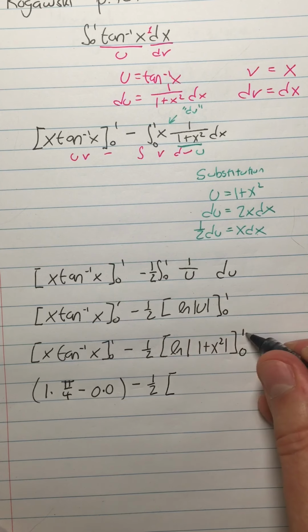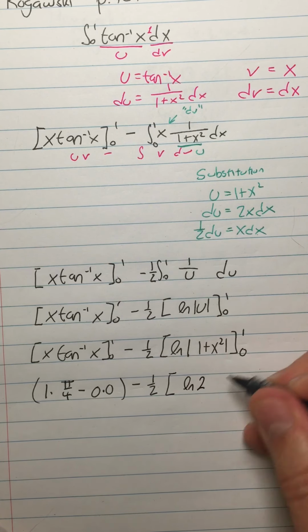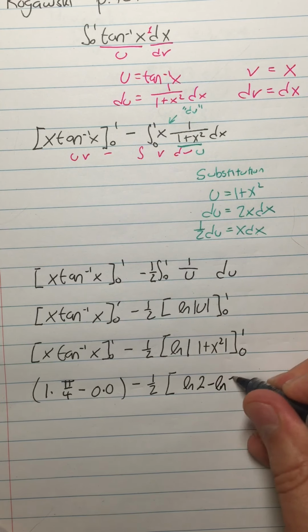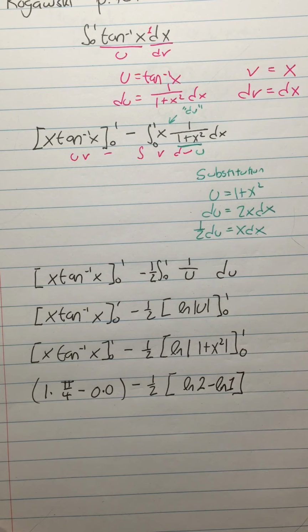All right, so what's this going to be? I'm going to plug in the 1, and I'm going to get ln of 2. I'm going to plug in the 0, and I'm going to get ln of 1. You could say that that's 0 right away if you want.